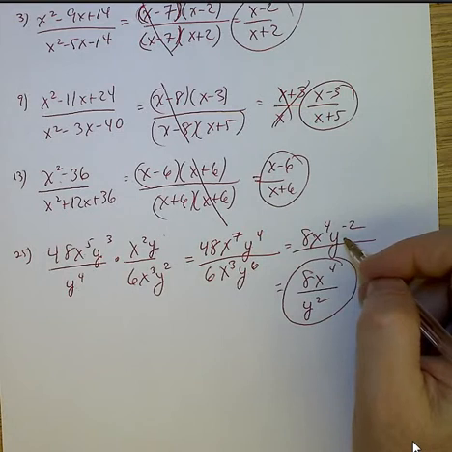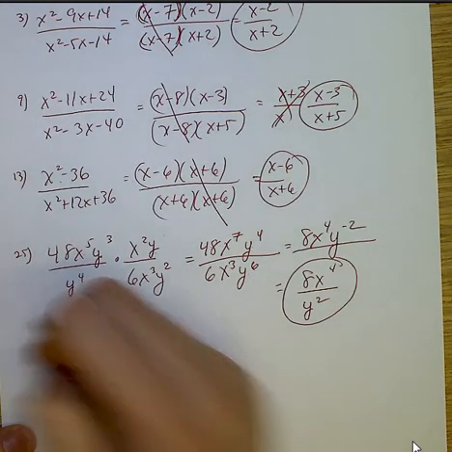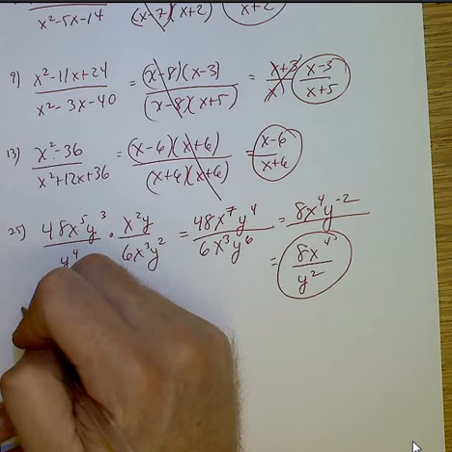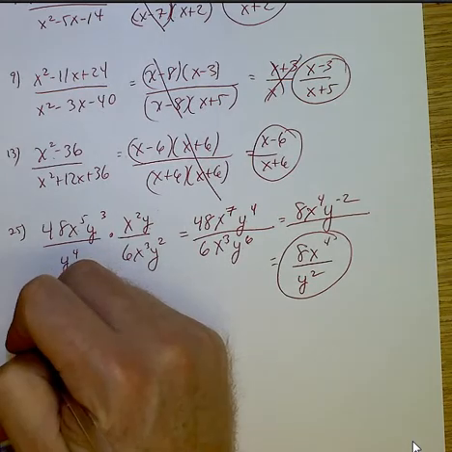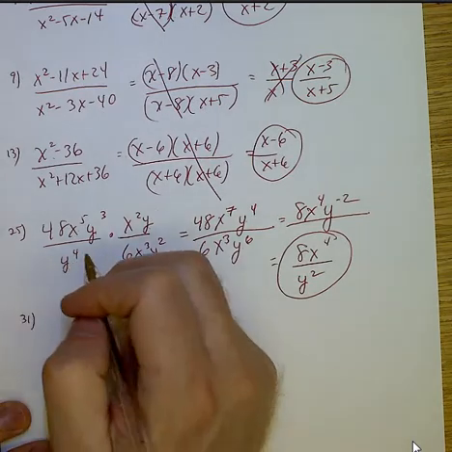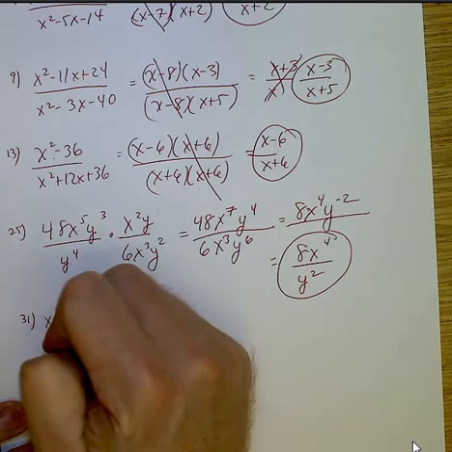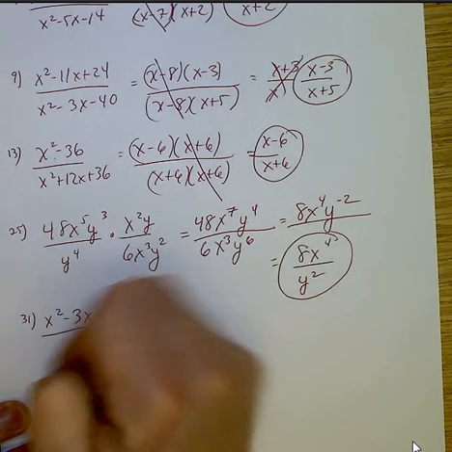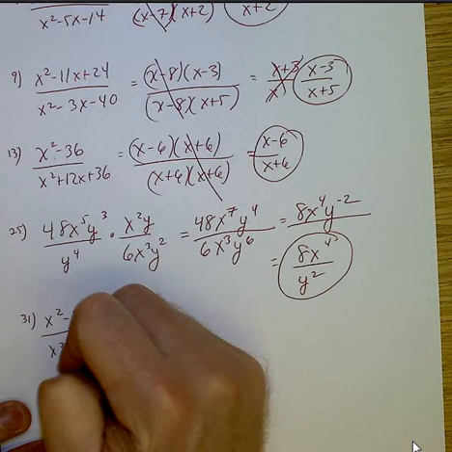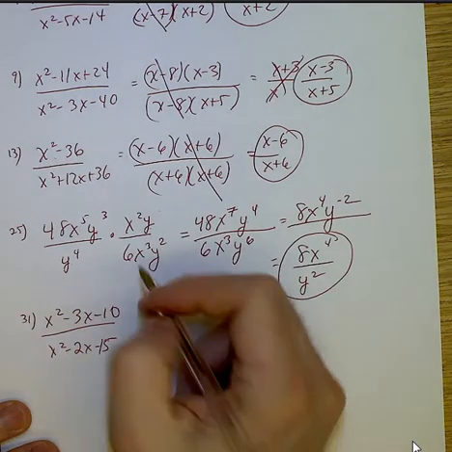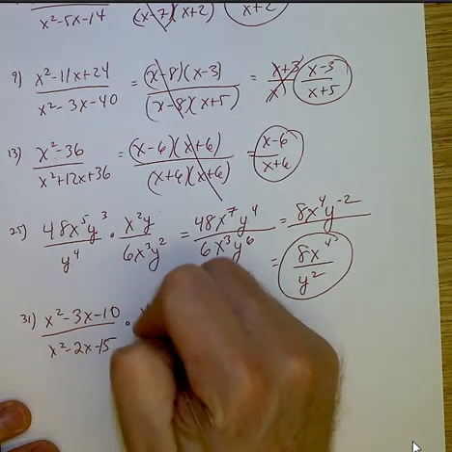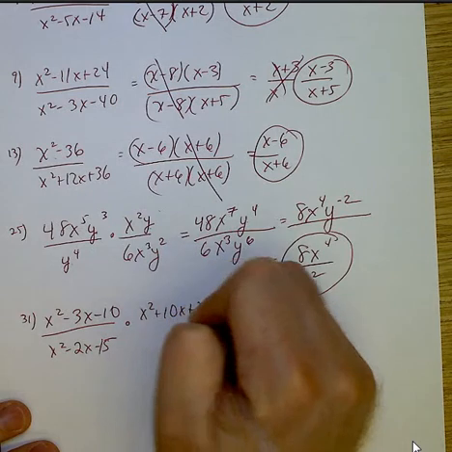Now there is another flavor of that, more advanced problems in the second night of homework. Let me just show you those briefly. If I look at number 31, for example, you're given x squared minus 3x minus 10 over x squared minus 2x minus 15 times x squared plus 10x plus 21. We'll just pretend that's over 1.